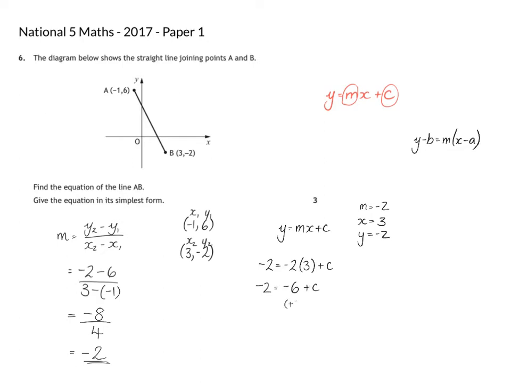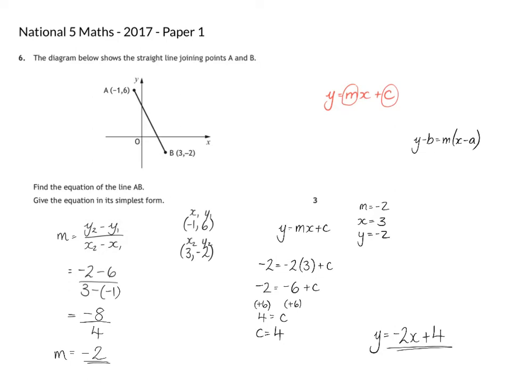So I can add 6 to both sides there, which gives me that c is equal to 4. Well, it gives me 4 is equal to c, and then I can just rewrite it round. Then I can put my c and my m into my y equals mx plus c. So I get y equals -2x plus 4.